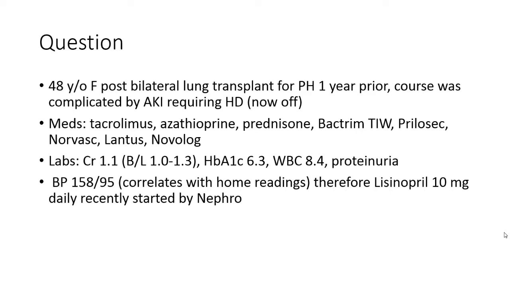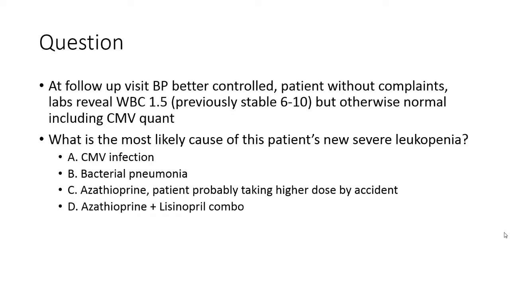Her creatinine baseline is about 1 to 1.3. When you see her in clinic, it's within her baseline at 1.1. Her most recent hemoglobin A1c is 6.3, so reasonably controlled on her diabetic regimen. White count is normal, and she has some proteinuria. She meets with her nephrologist, who she had been fine with after getting off dialysis, and her blood pressure in clinic is 158 over 95, which correlates with her home logs running in the 140s to 160s. Therefore, lisinopril is added by nephrology. Then she follows up later with you, and at her return visit, her blood pressure is controlled.